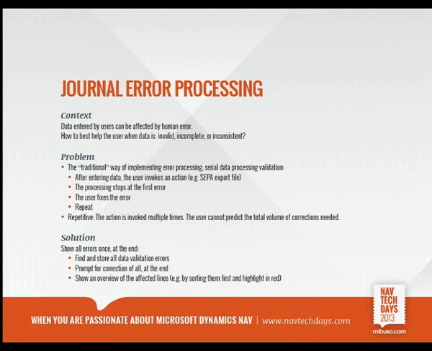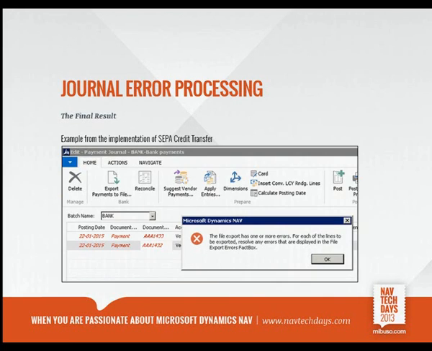How this looks is like this. And if I can find the laser pointer, I will guide you through it. So this is an example from the SEPA credit transfer. And over here you can see the lines that the user entered. It's more lines in reality, maybe. And after entering data, the user has clicked here on export payments to file.